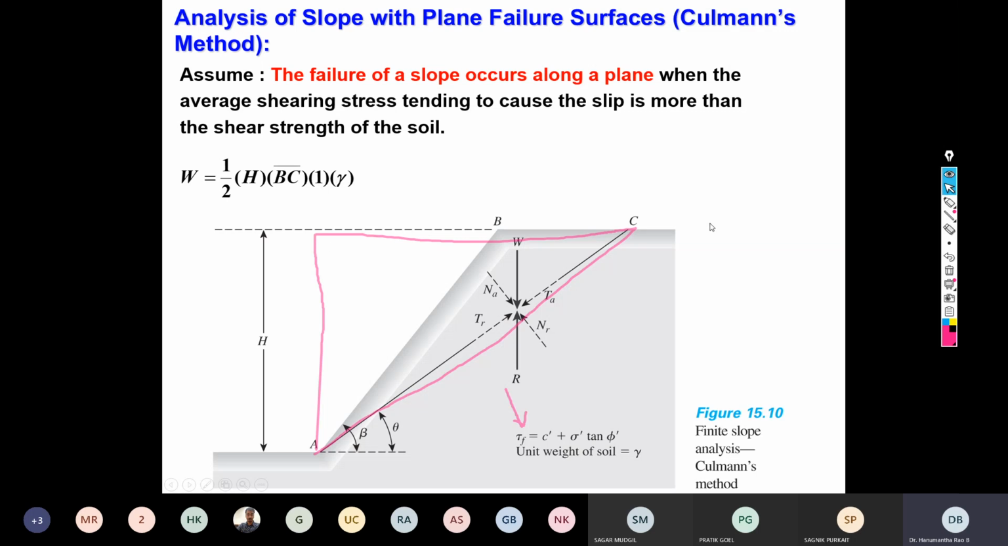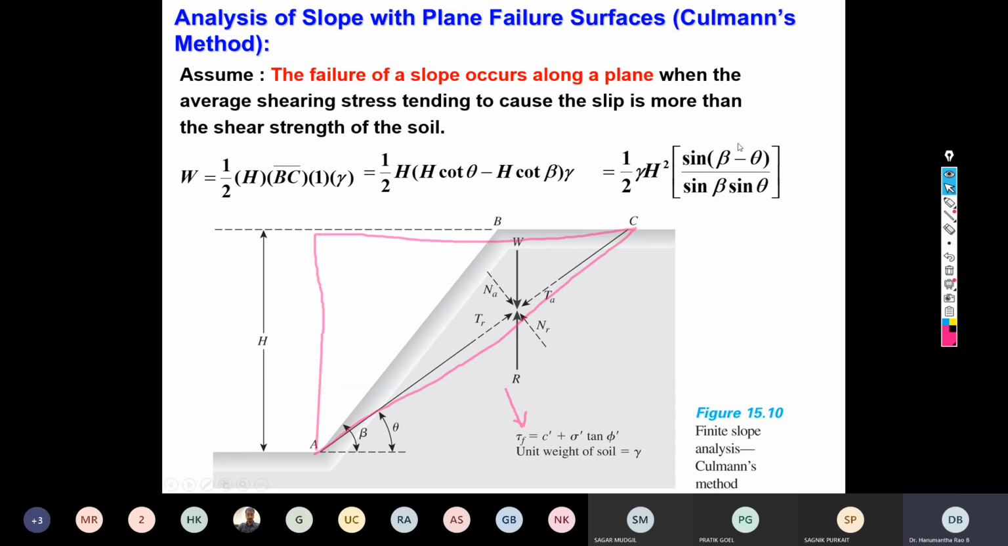Then BC is the base width of the triangle, which can be determined simply from triangular geometry. BC will become h cot theta minus h cot beta. So with h and gamma, if you simplify the cot into sine, this is the form you normally get: gamma h square into sine of beta minus theta by sine beta into sine theta.